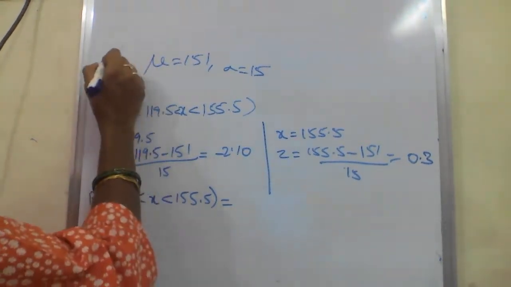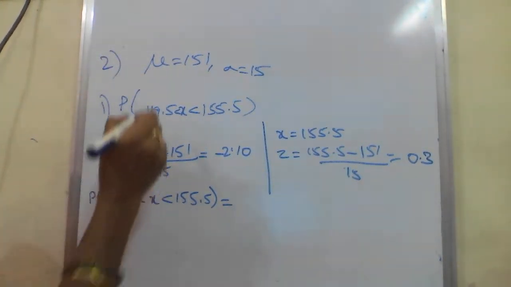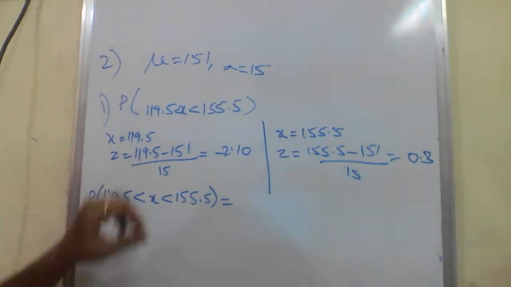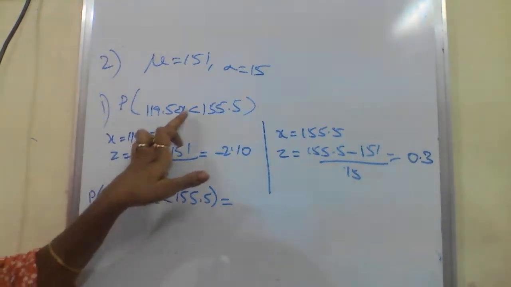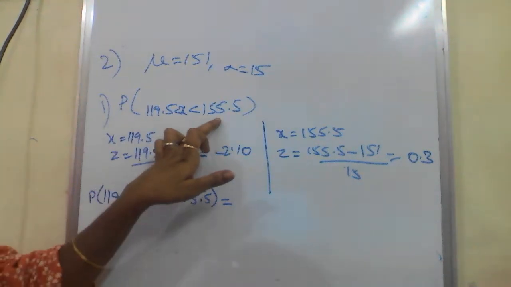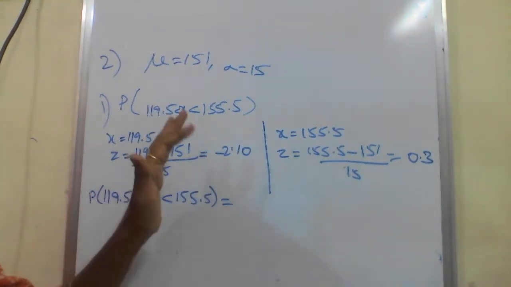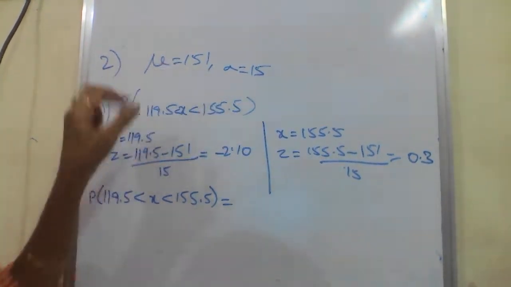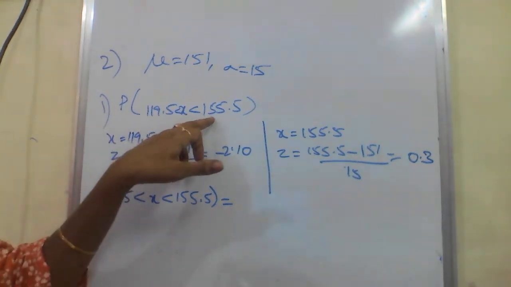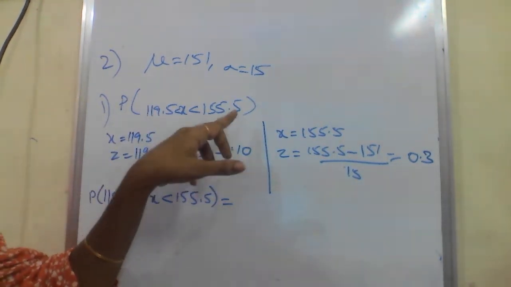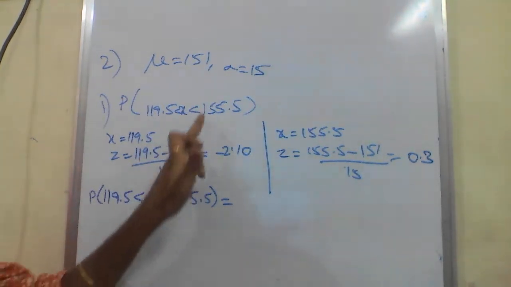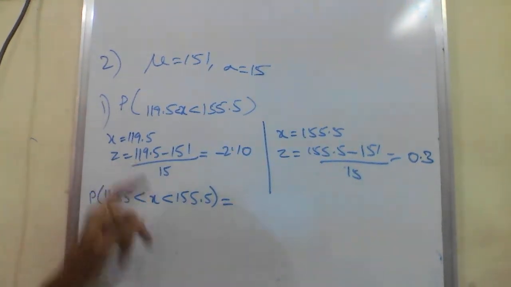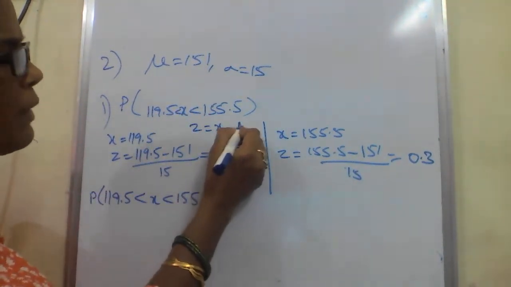Next, we'll see the next problem, just a small problem for your understanding. Here, mu is given as 151 and sigma is 15. He is asking you to find the probability of x which is in between 119.5 and 155.5. I told you, forget about less than, greater than, whatever is given. Only consider the numeric values here. This is given as 119.5 and the other value I have is 155.5. The first and foremost thing you have to do is convert each numeric value of x in terms of z. So just use z equal to x minus mu by sigma.